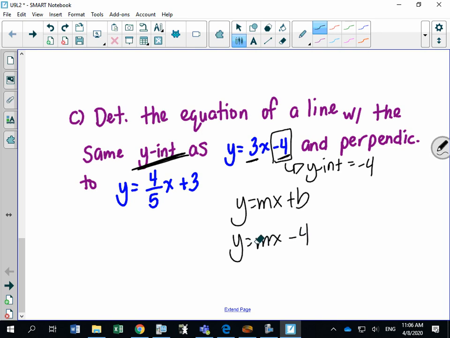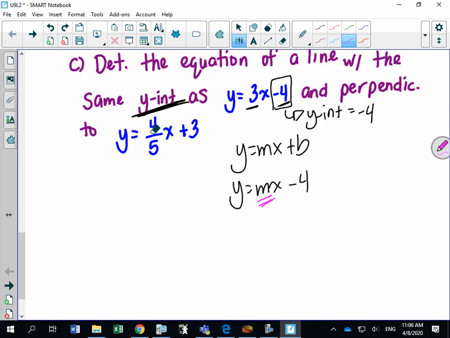Then the only thing I'm missing is my slope, right? What's my m value? Okay, they wanted my m value to be perpendicular to this. How do we do this? Perpendicular to this. Okay, when they talk about perpendicular, they're talking about slope, right? So what's the slope of this equation? The slope of this equation is 4/5. What would perpendicular to 4/5 be?